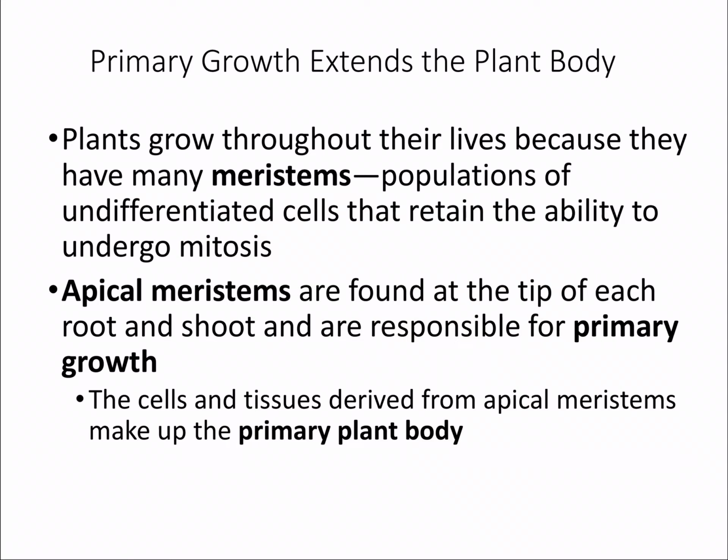At the tip of each root of a plant, so when the roots are growing out, you've got these apical meristems, and they're responsible for the primary growth of the plant. All right, so cells and tissues derived from the apical meristem make up the primary plant body. And if you've ever done a lab, you might have done it in Bio 1, where you look at the apical meristem of an onion root tip, and you can find the cells in all the various stages of mitosis.